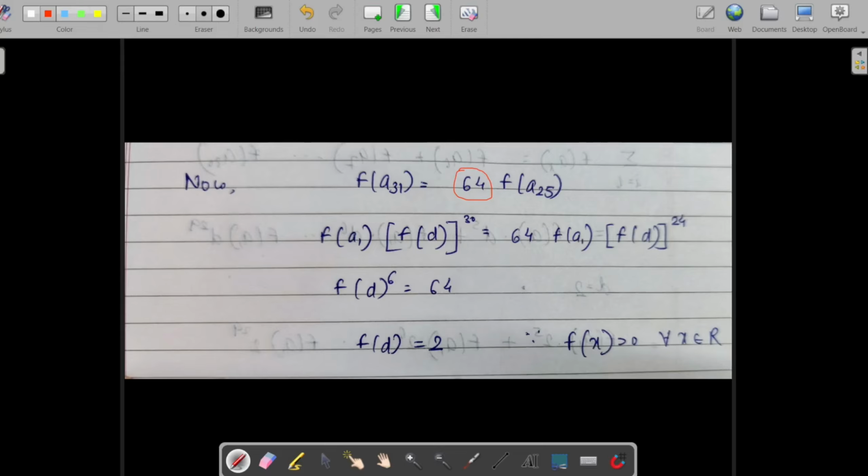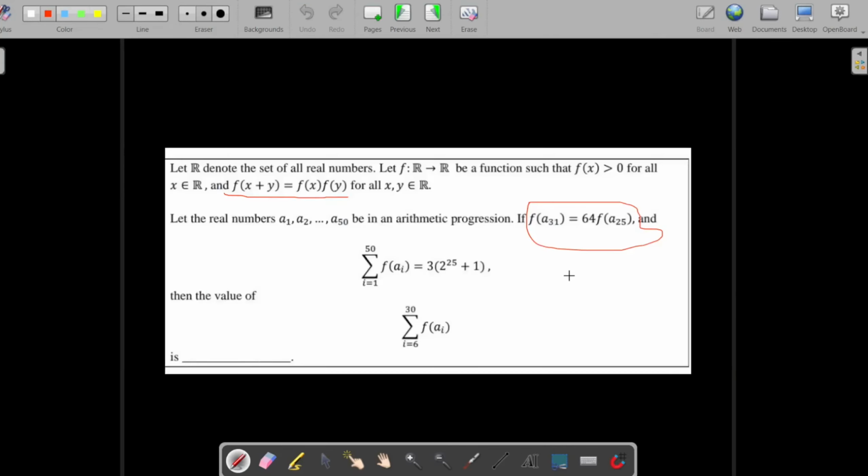Again, as I said, f of x greater than 0 is handy for eliminating f of d is equal to minus 2, because minus 2 raised to the power 6 is also 64. So we have to eliminate that, because of which they have given this criteria. As I said, this will come in handy later.